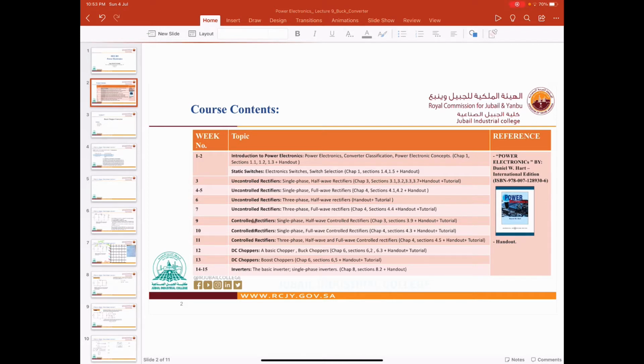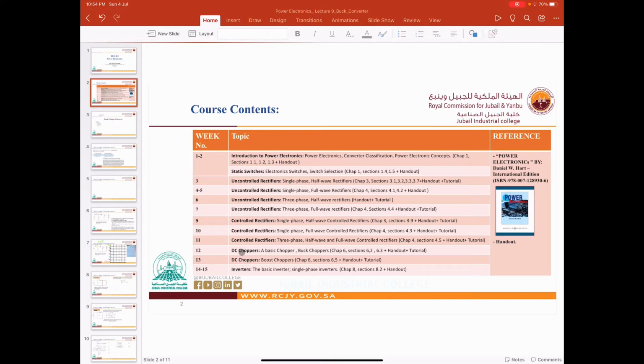And we have also discussed, in lectures 6 and 7, the controlled rectifier: single phase half wave, full wave, and three phase half wave and full wave again. Now, after doing the rectification, we will go for the DC, something called the DC chopper.